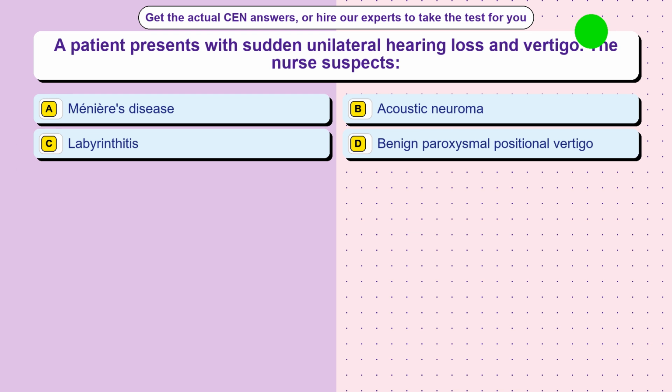Question 88. A patient presents with sudden unilateral hearing loss and vertigo. The nurse suspects. Option A, Meniere's disease. Option B, acoustic neuroma. Option C, labyrinthitis. Option D, benign paroxysmal positional vertigo.